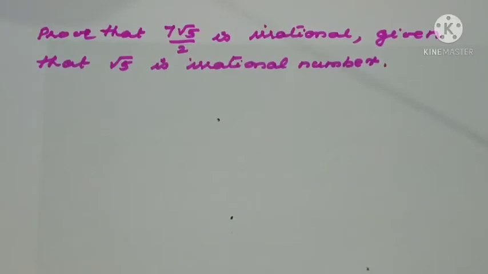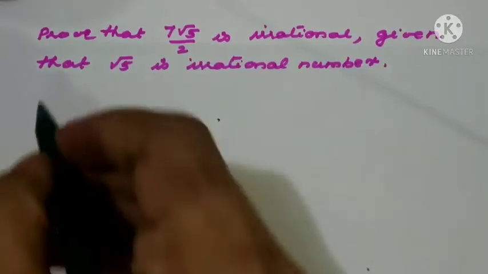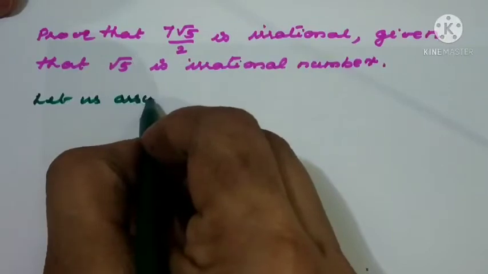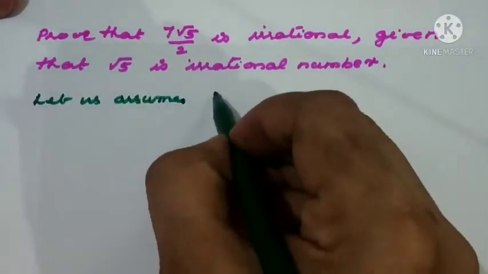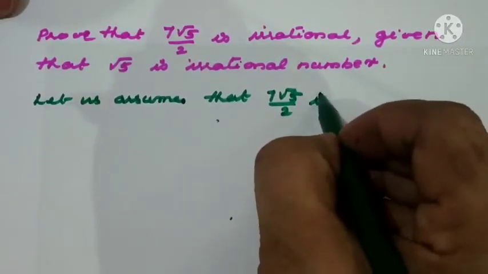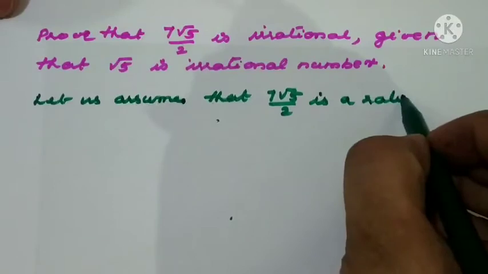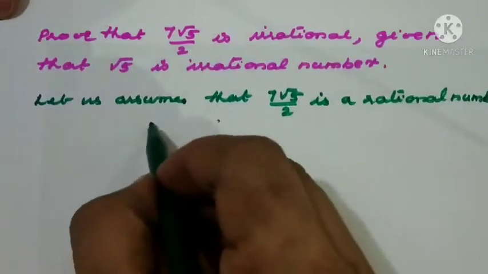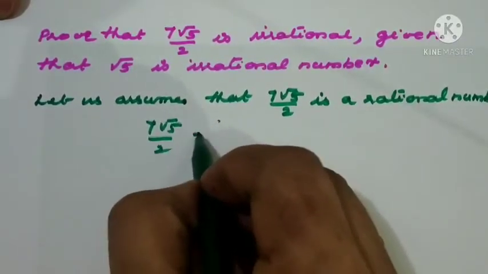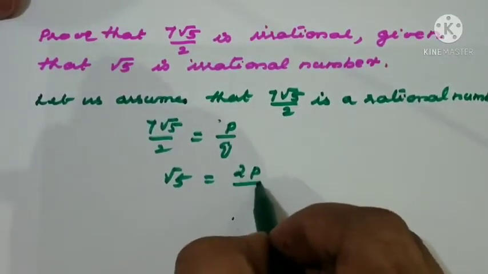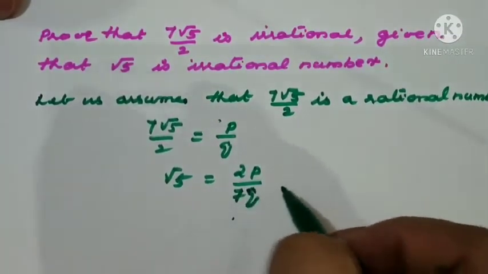Prove that 7 root 5 by 2 is irrational, given that root 5 is an irrational number. So let us assume 7 root 5 by 2 is a rational number. 7 root 5 by 2 equals p by q. Root 5 equals 2p by q, so root 5 equals 2p by 7q.